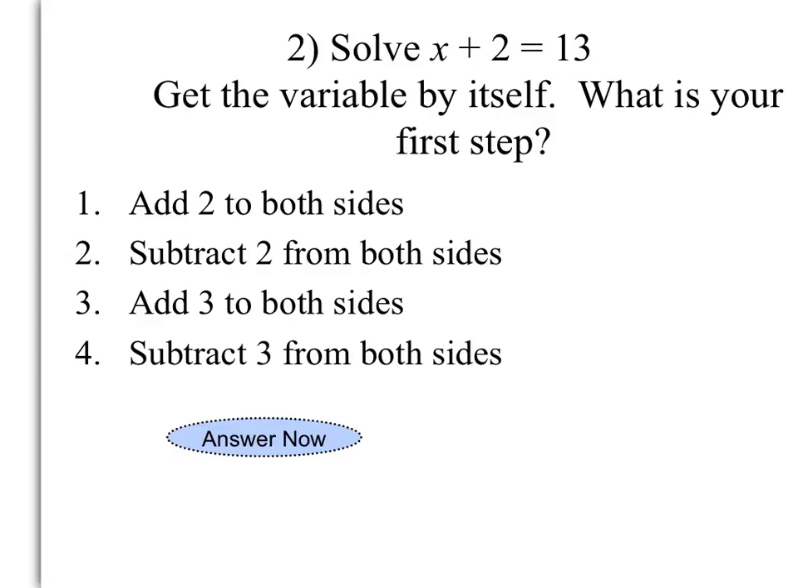Okay, this time I want you to try this on your own. Solve x plus 2 equals 13. Get the variable by itself. What is your first step? Think about these choices: add 2 to both sides, subtract 2 from both sides, add 3 to both sides, or subtract 3 from both sides. What do you think you should do? Circle the correct answer in your notes.